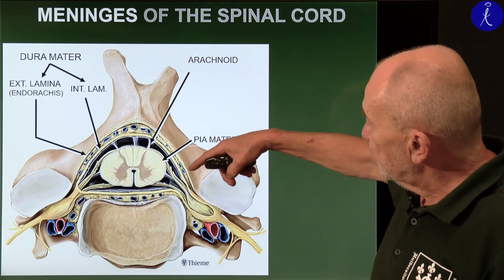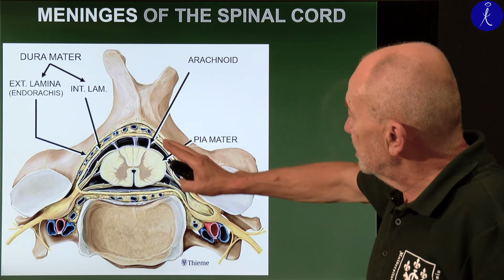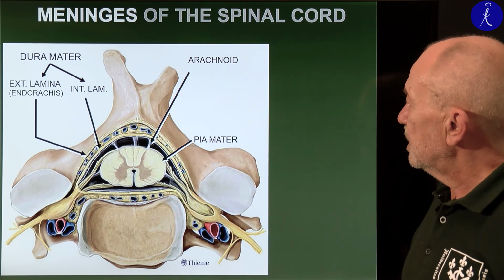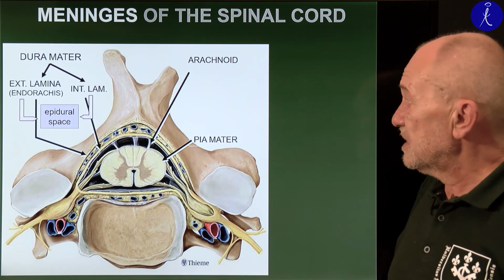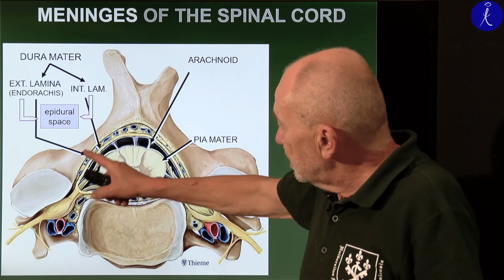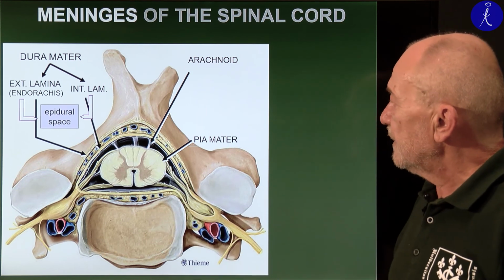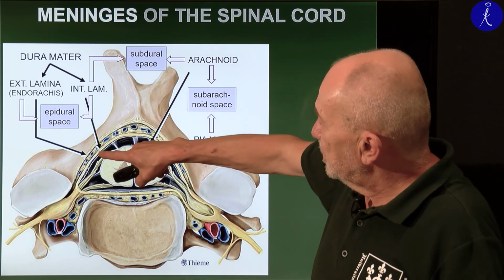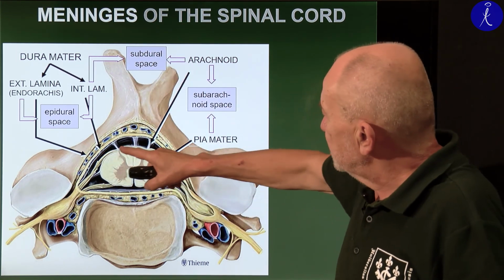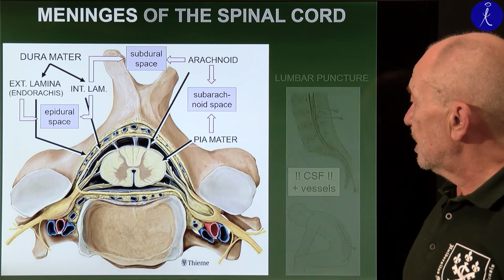The two layers of the soft mother are the same. So the arachnoid is attached to the inner aspect of the dura mater, and the pia is on the surface of the spinal cord, and necessarily the spaces are the same. Between the two layers of the dura is the epidural space, and within it there is the rich internal vertebral venous plexus. Between the internal lamina and the arachnoid, the virtual space is still called subdural space. And between the arachnoid and the pia mater, the space containing the CSF is the subarachnoid space.